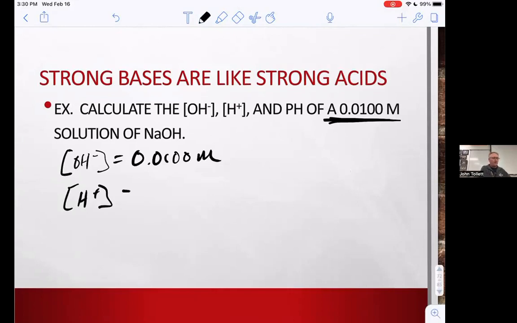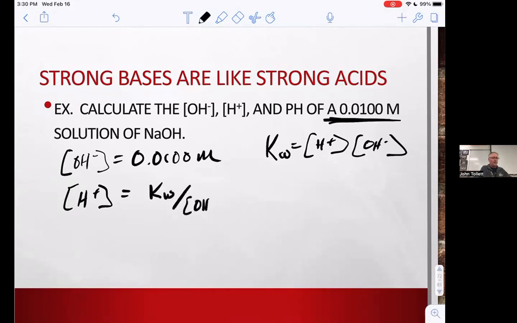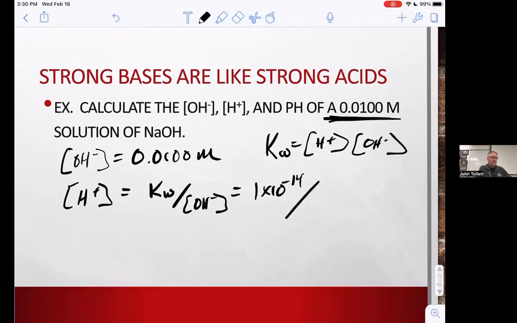The easiest way to do it is your Kw equals the product of your hydrogen ion concentration as well as that of your hydroxide ion concentration. So you could say that it equals the Kw divided by your OH minus concentration. That would probably be a little bit faster than solving for the pOH, subtracting from 14 and taking 10 to the negative pH. However, this is a little bit faster.